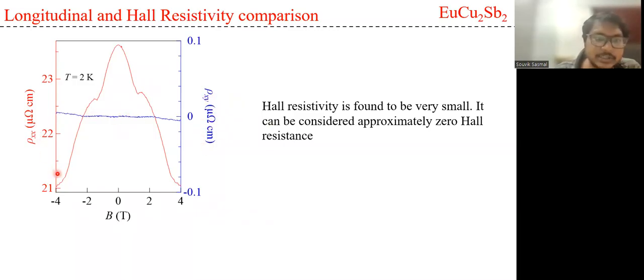And even if we go to 10 Tesla or 14 Tesla, it shows a very small jiggling, but we can think of it as within the error bar. The thing is, the Hall value is actually very small. So then we were searching for what could be the reason behind such a negligible Hall resistance.